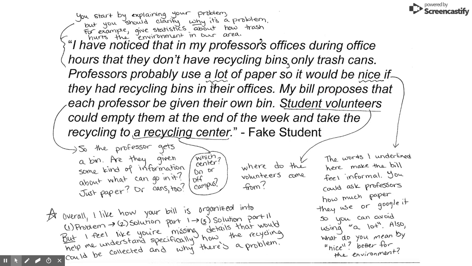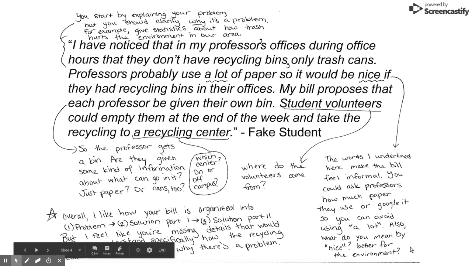Now, in this sentence, they underline a lot. They underline nice. And they say the words I underlined here make the bill feel informal. So they're paying attention to audience. You could ask professors how much paper they use or Google it so you can avoid using a lot. And also, what do you mean by nice?